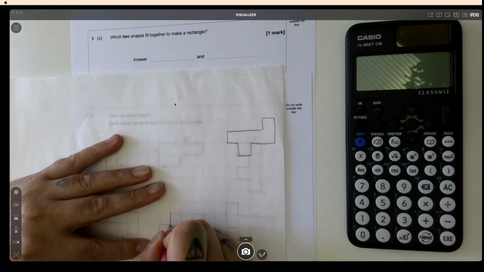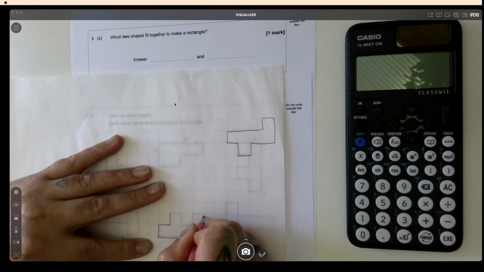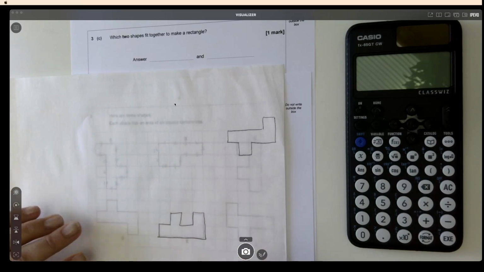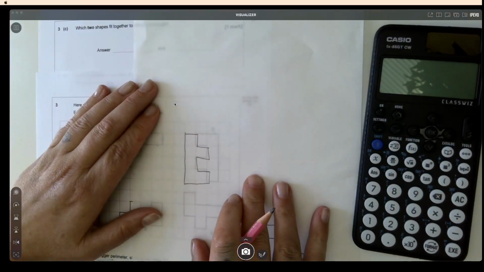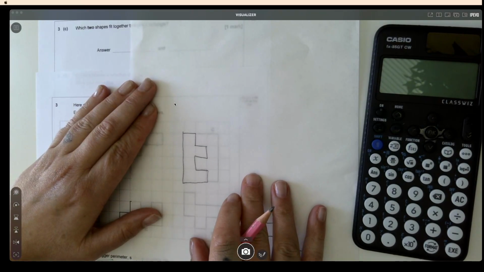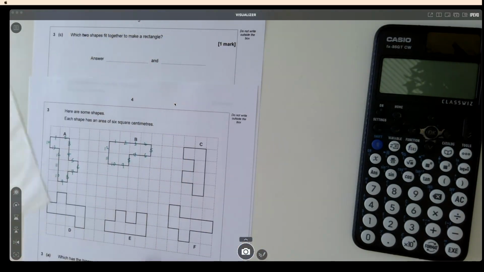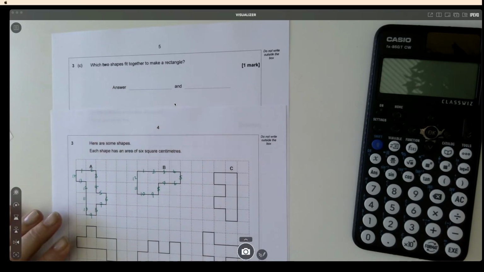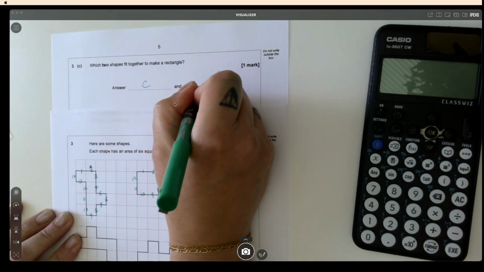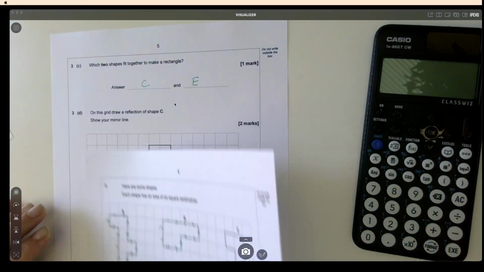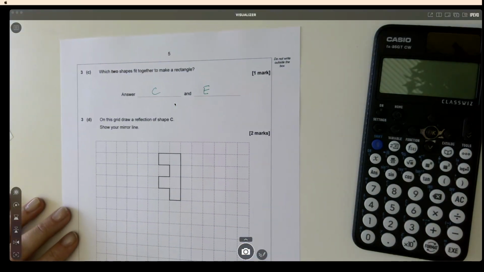because what I can do is trace over one of them with my tracing paper, and then I can see if I put it together if it's going to form that rectangle, and it does. So for part C, E and C fit together to make a rectangle.